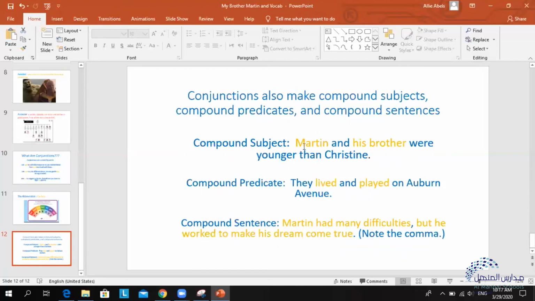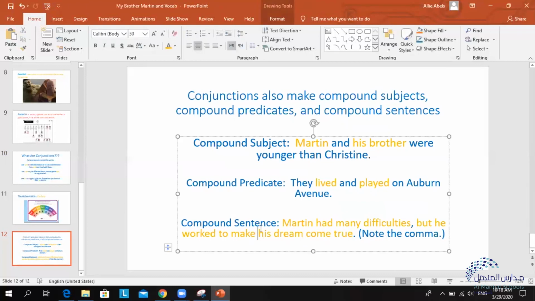In this example, we saw that the compound subject is Martin and his brother, and connecting them was "and". And here we saw that lived and played were connected by the conjunction "and" in the case of a predicate. And when we spoke about the compound sentences at the end, we did say that we need to add a comma before putting the conjunction and joining the two simple sentences together to make it a compound sentence.